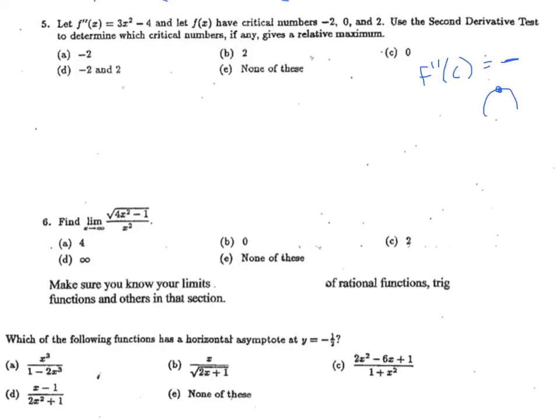So if I plug in negative 2 to 3x squared minus 4, I will definitely get a positive number. So negative 2 is out. If I plug in 0, I'll get a negative number. So I'll get negative 4. So I know that it would have to be a maximum. And if I plug in 2, I'll get a positive number. So 2 would actually be a minimum. So it looks like I have one relative maximum at 0.